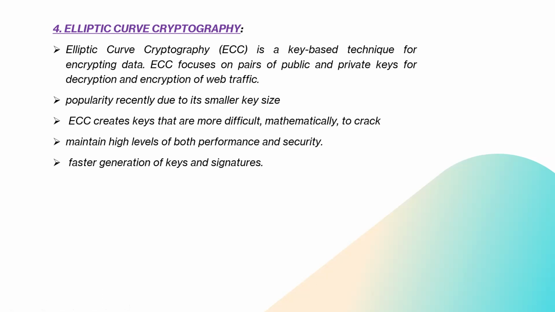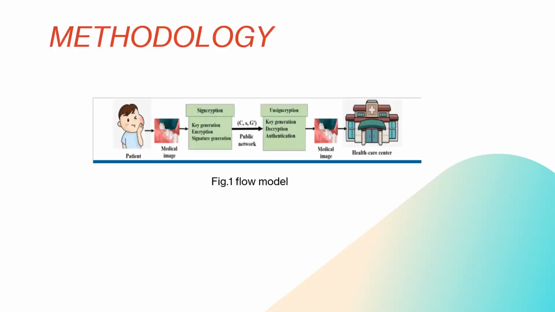It can give better performance than it, and there will be faster generation of keys and signatures also. So that is the reason why we use these four schemes here. So this is the major flow model. There is a small image, and when we use this encryption method on this medical image, it will have three steps. The first step is key generation, encryption, and signature generation.